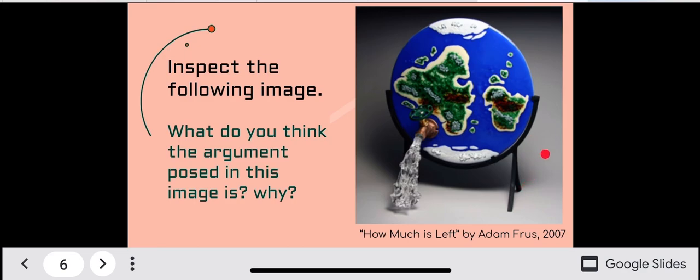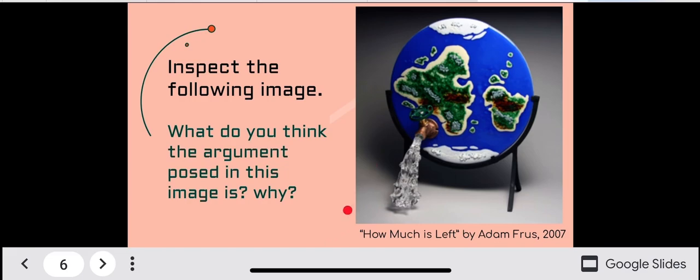So of course, in class we have discussed the possible arguments that Adam Frost is maybe posing here. And most of you got it right, and you told me that it's about water waste. Okay, and someone also supported that by telling me that this is a tap, so people can open and they can close the tap, which means that they can control the amount of water that is being wasted. So we can all stop water waste. It's in our hands. Okay, so this is regarding this picture.